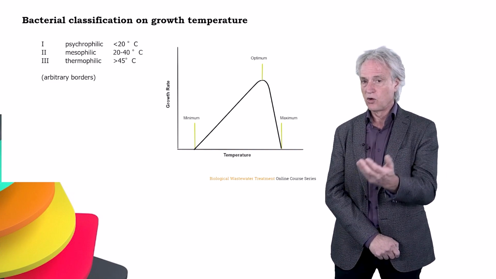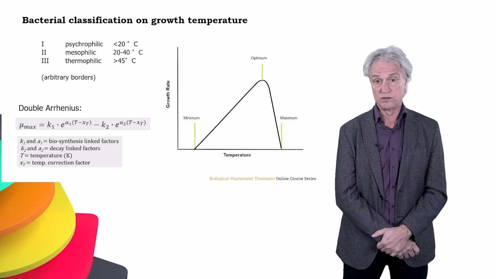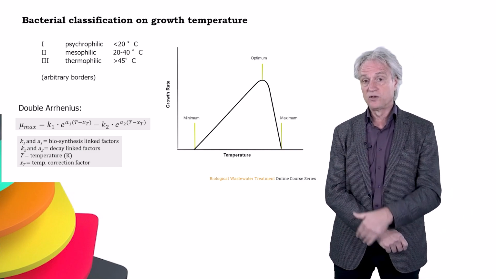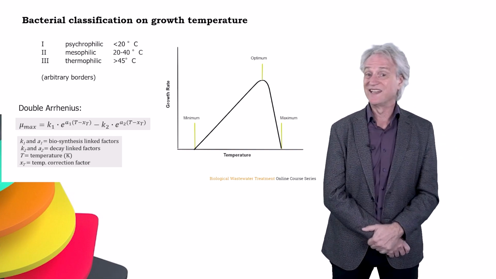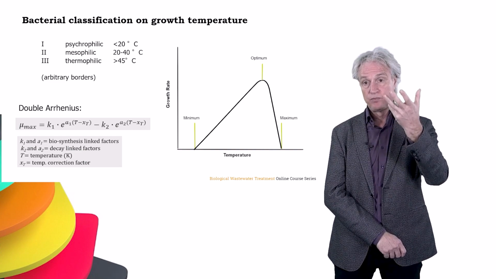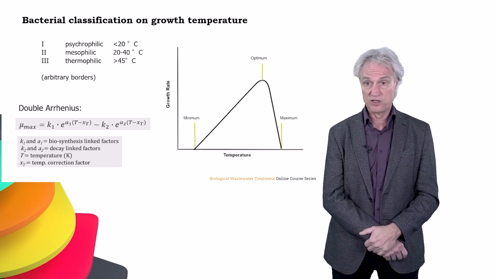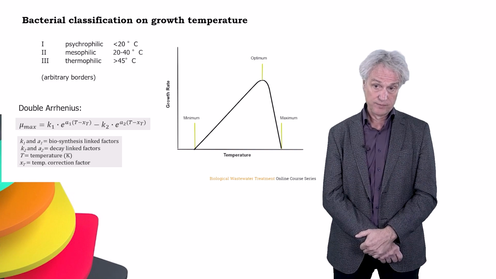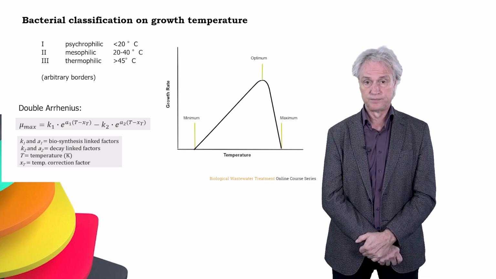Now, this curve can be described by the double Arrhenius equation. In fact, the first part of the curve is the increase in growth, and the second part of the curve is the increase in the death rate. At the optimum temperature, you have a perfect balance, you have the maximum growth of that type of organism, and when you pass the optimum, you have more death occurring. And beyond the maximum temperature, there's no net growth available anymore.